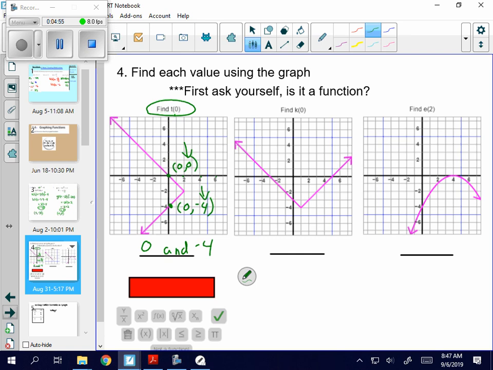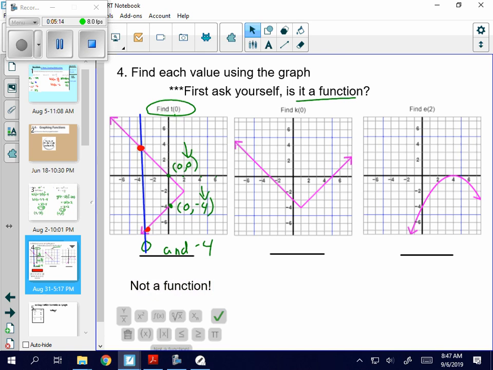We were asked to find out if this was a function. Do you remember our vertical line test? If we grab a vertical line, I see that it touches my function in more than one place. So that would make this not a function.